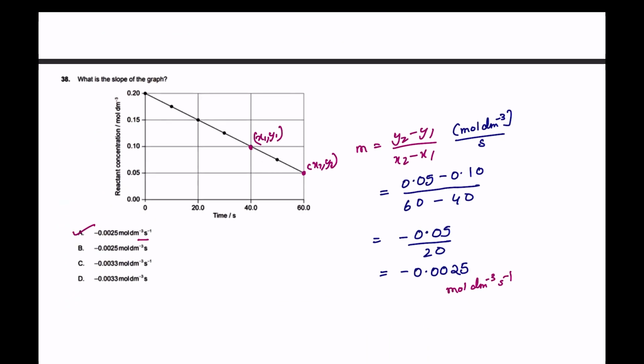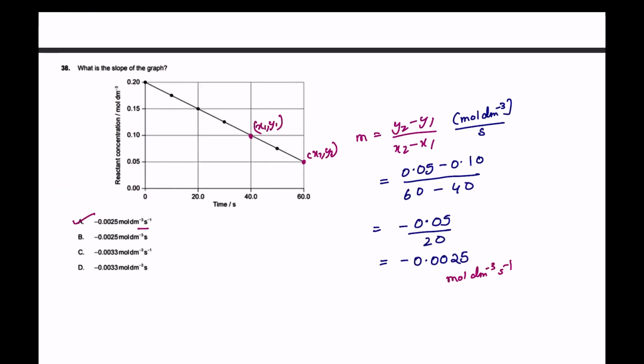Question 38. What is the slope of this graph? Again, pretty easy peasy question. Let's say this point is x2, y2, this point is x1, y1. Your slope would be y2 minus y1 divided by x2 minus x1. And the unit on the y-axis is mole per dm cube, that will come on top, and the unit on the x-axis is seconds, it will come on bottom. So yeah, if you check, the unit would be mole dm cube second inverse.